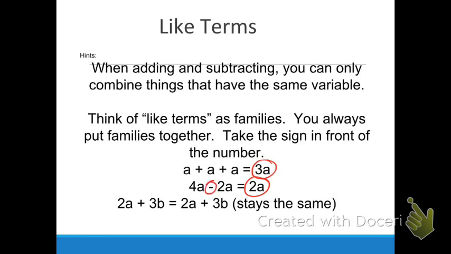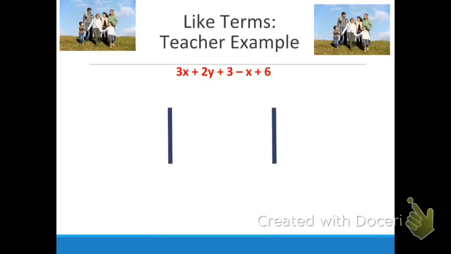And then on the last one, if you have 2 A's plus 3 B's, we can't combine them. This is one of the biggest mistakes people will make, is they will try to turn that into 5AB or something like that. You can't do that because we have A's and B's. It would look like this if we wrote it out. A plus A plus B plus B plus B. We can't combine them. So that's why the answer stays the same. Okay, you with me so far? All right, so let's look at the example.